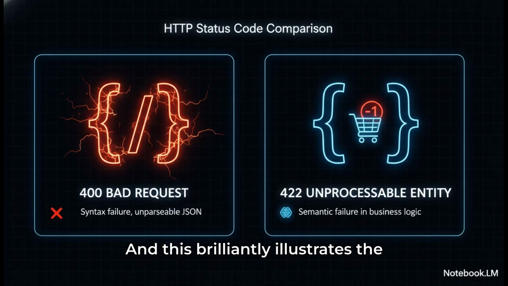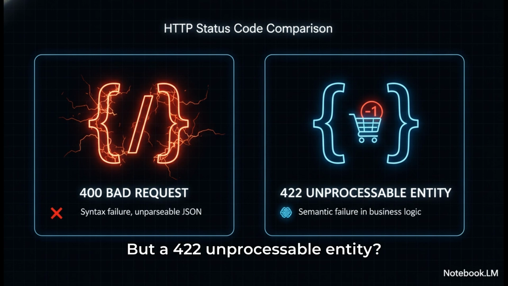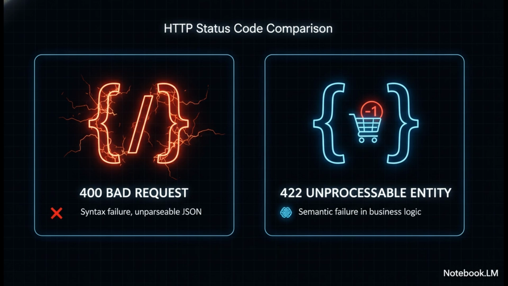And this brilliantly illustrates the evolution of modern APIs, comparing 400 with 422. A 400 Bad Request is a syntax failure. The server cannot even parse the malformed JSON. But a 422 Unprocessable Entity? That means the JSON was perfectly readable, but the server rejected the semantic logic inside of it, like trying to purchase an item that's currently out of stock.